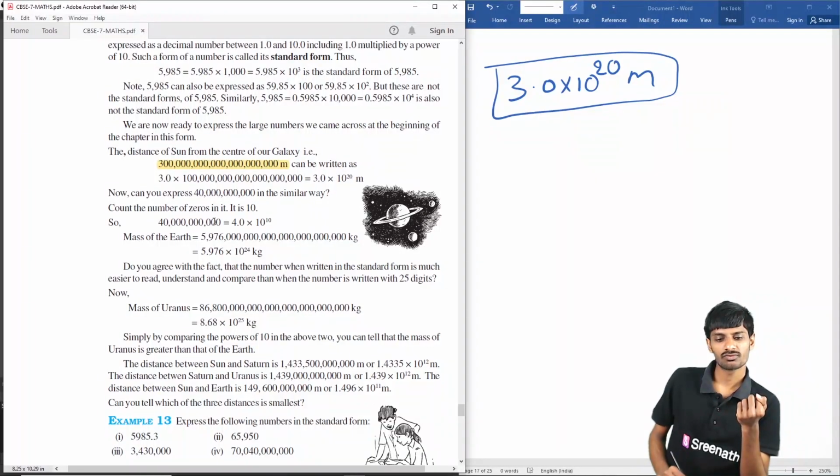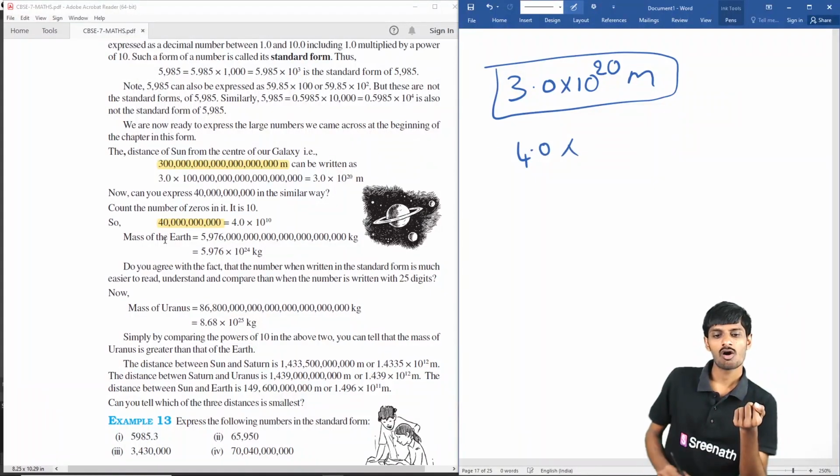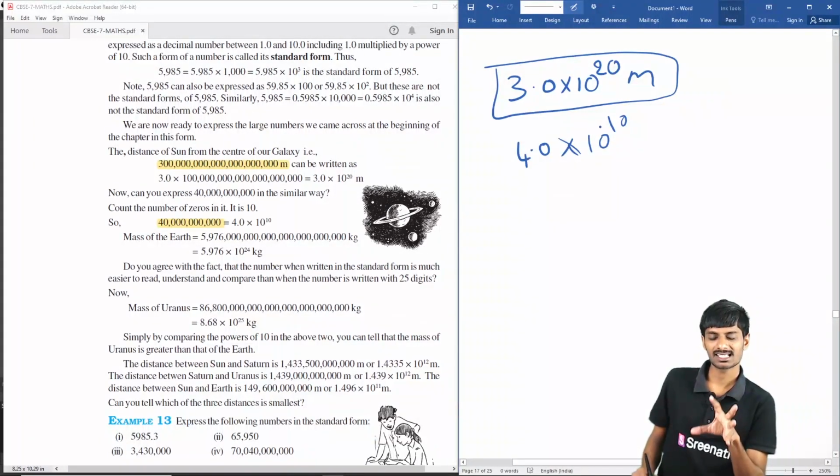Suppose you have this number, you have to write it as 4.0 into how many zeros? 1 2 3 4 5 6 7 8 9 10. So it is 10 power 10. You have to write like this, friends. It is the standard form.